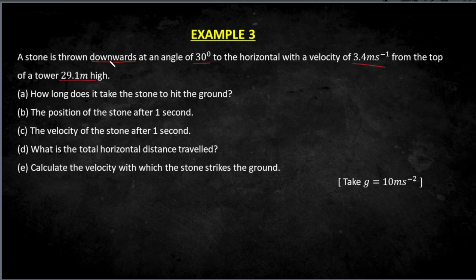You know this is what? Downward motion at an angle. So the height is given. This is how you are able to figure out any question. Is it upward or downward? It is downward. Is there an angle? Yes. The height is given.